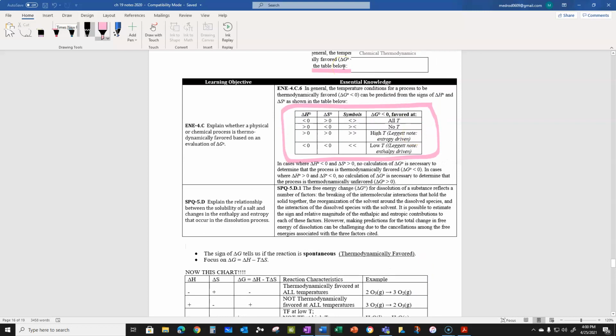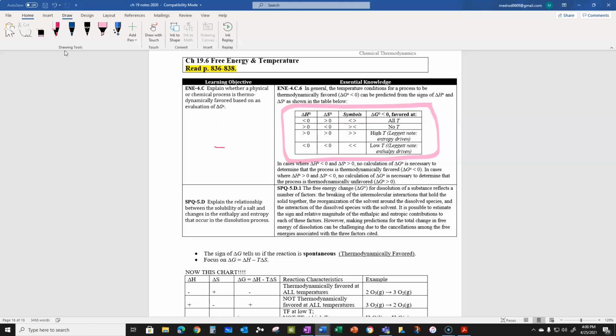Okay, so when I say need to know, it's like to save your life when it comes to this topic of tying in delta H and S and G together. What if they don't want you to calculate? What if they want you to make predictions of the signs? So this whole thing, ladies and gentlemen, as you're going to see right here, what if there is no calculation? So explain whether a physical or chemical process is thermodynamically favored based on that delta G.